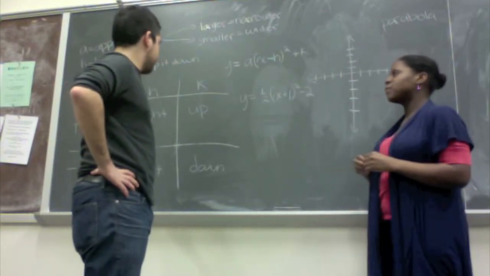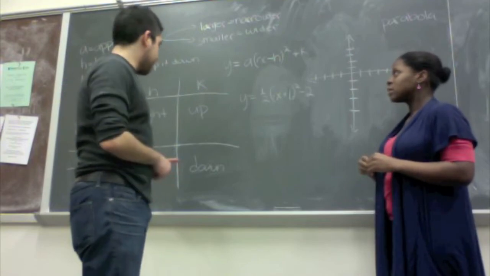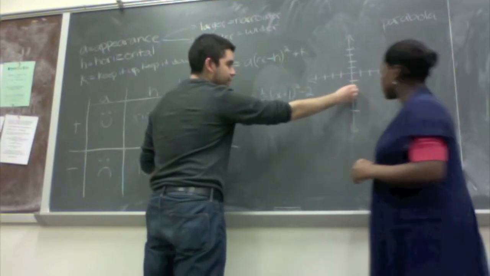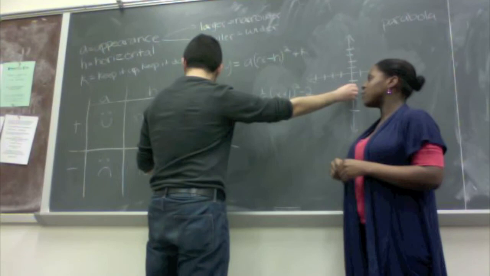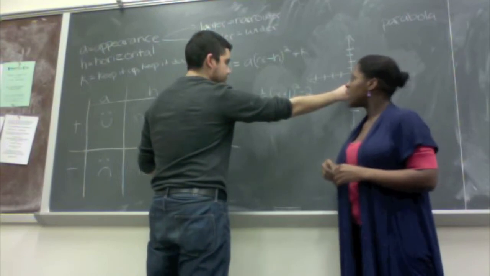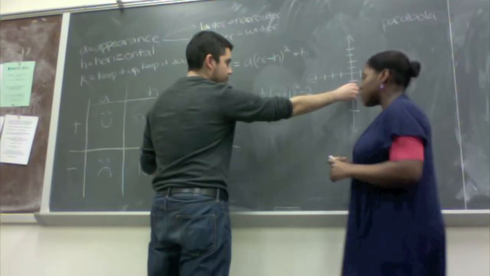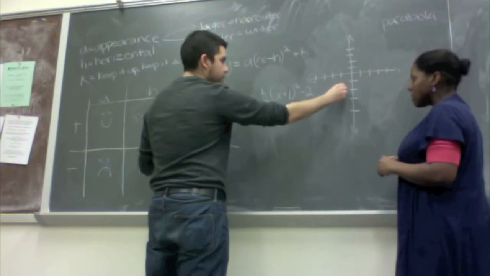Is k positive or negative? Negative. So what does that mean? That means it's down. Okay. Good. Down 2. Good. So now let's go to h. What does h stand for? h is horizontal. And is it positive or negative? It's negative. Good. So which way are you going to move? Negative, or left 1. Good.